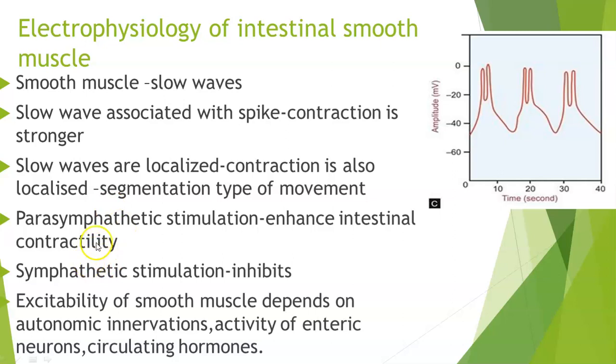The small intestine is innervated by autonomic innervation. The first is parasympathetic stimulation. Parasympathetic stimulation enhances intestinal contractility, and sympathetic stimulation inhibits intestinal contractility. So the excitability of the smooth muscle, that is the contraction of the smooth muscle, depends on the autonomic innervation, that is sympathetic and parasympathetic innervation, the activity of the enteric neurons, that is the myenteric neurons, and also the circulating hormones. These three factors control the contraction of the smooth muscle.